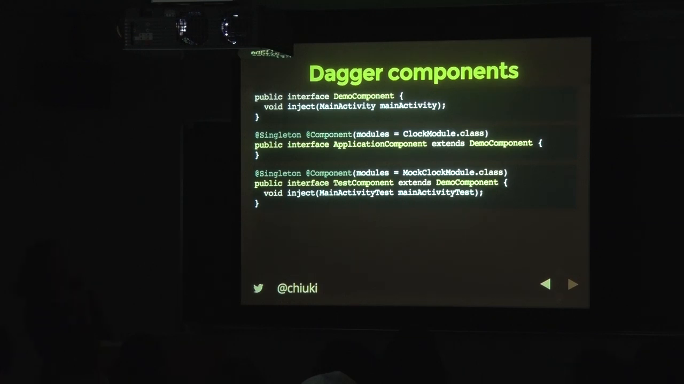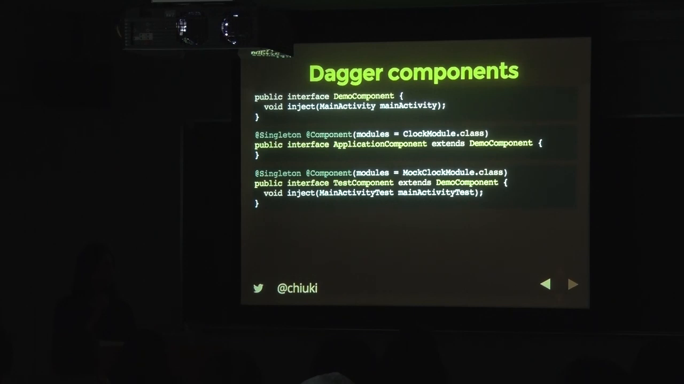So for Dagger, the way you are going to specify it is that I'm going to have a demo component, which is going to inject into the main activity. And this is an interface that I am going to subclass.